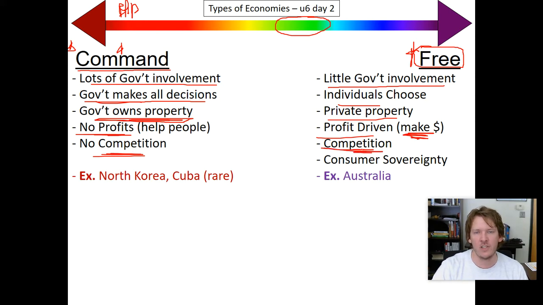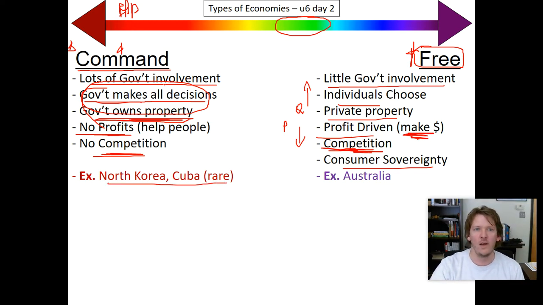Over here, we have competition, which results in lower prices of goods, which is good for us, and higher quality of goods because we have McDonald's and Burger King competing. Consumer sovereignty: we determine what's made because people have the power as a consumer. We talked about that before. Over here in a command economy, consumer sovereignty doesn't exist. It's the government that makes the decisions. The government's going to decide whether we make blue jeans or whether we all have to wear khakis.